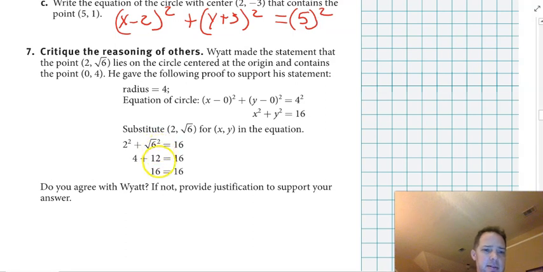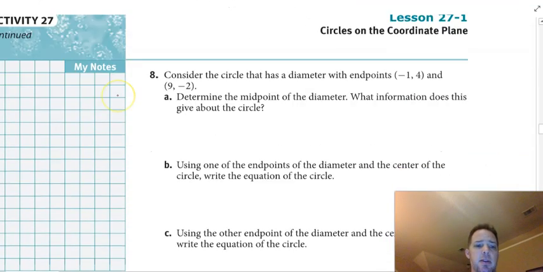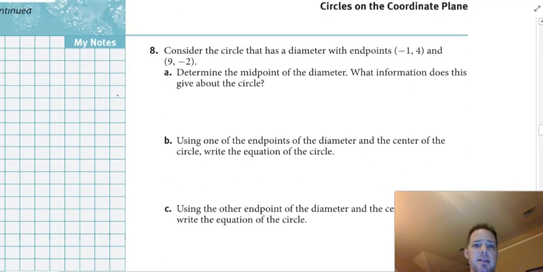Square root of 6 squared is not 12, so it looks like he did make a mistake right there. All right, moving on to the next problem. It says consider the circle that has a diameter with endpoints at (-1, 4) and (9, -2).